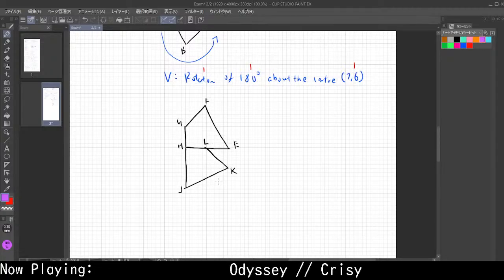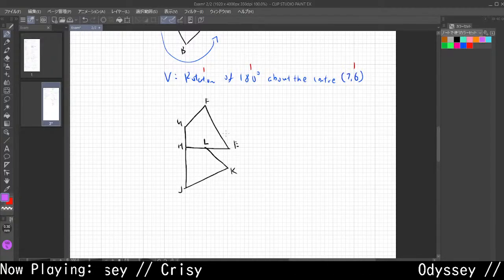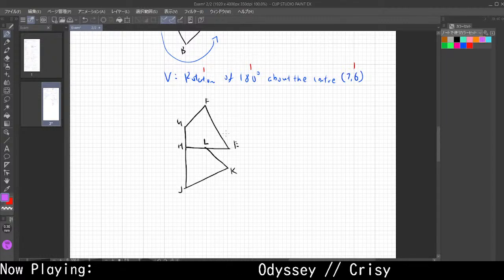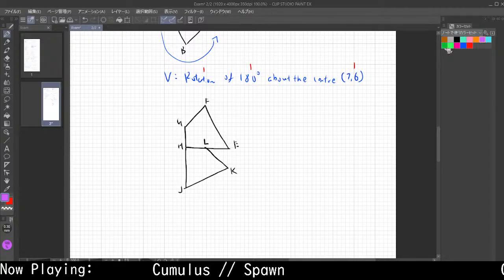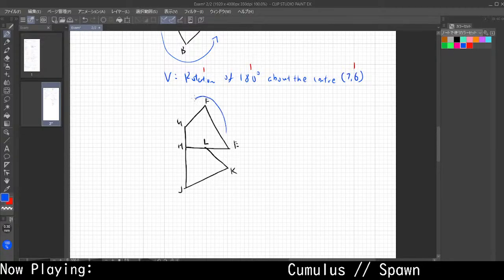Same thing, we want to check: is it translation? No, because the orientation of the shape has changed. Is it enlargement? Doesn't seem likely because the size of the shape doesn't change. So whether it's rotation or reflection, we want to look at the order of the letters, the sequence. E, F, G, H for our object in this case goes counterclockwise.